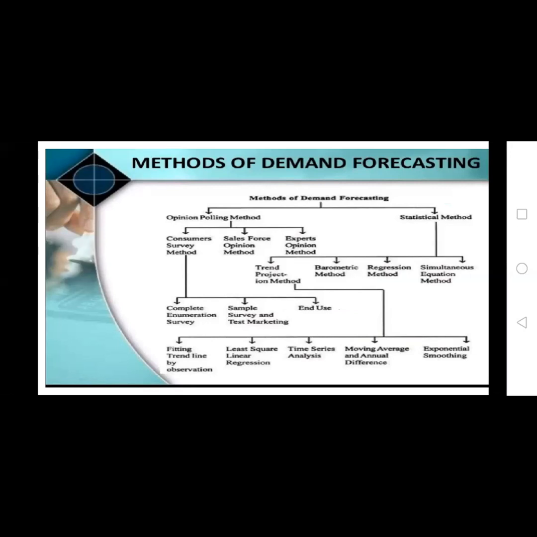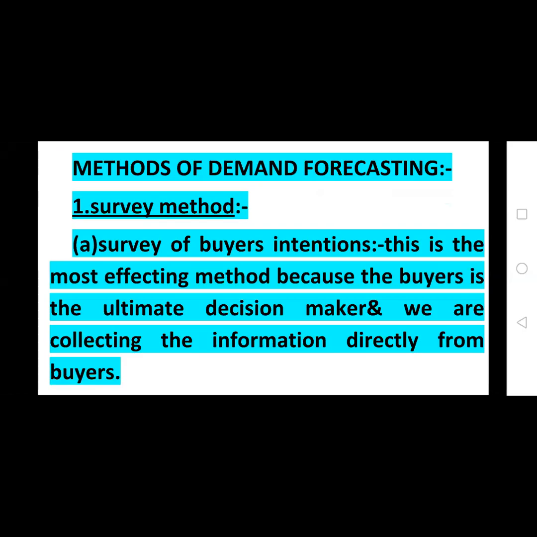In the opinion polling method, the first method is the survey method. The opinion polling method means taking the opinion of the customer about a particular product. What are their taste and preference? Are the customers ready to purchase the product at a given price or not? This type of data is collected from the buyers directly, and that is called the survey method.